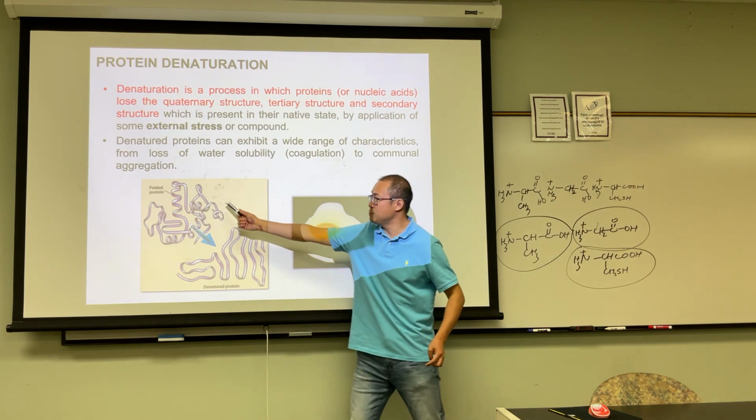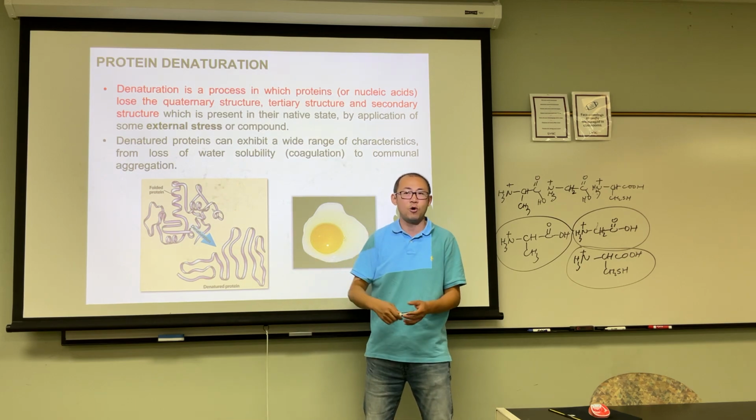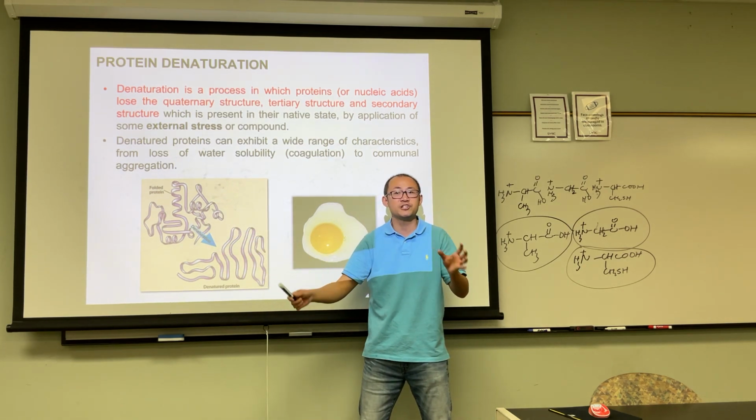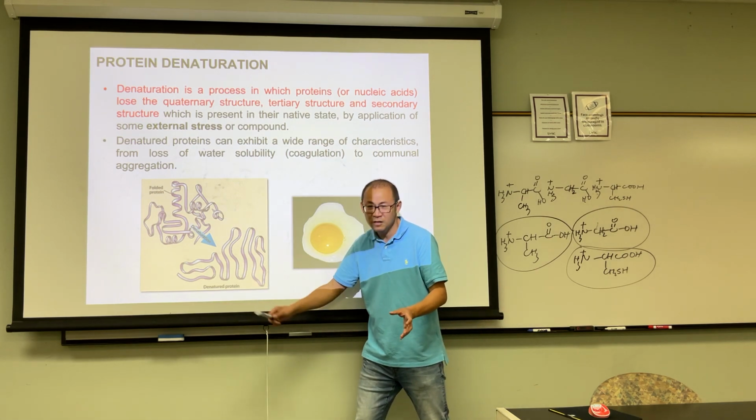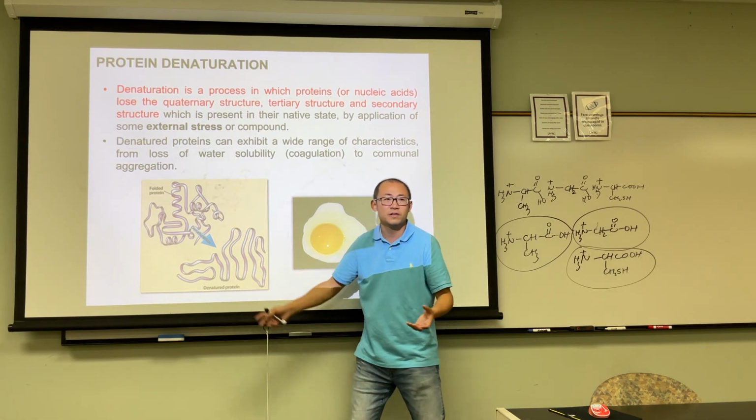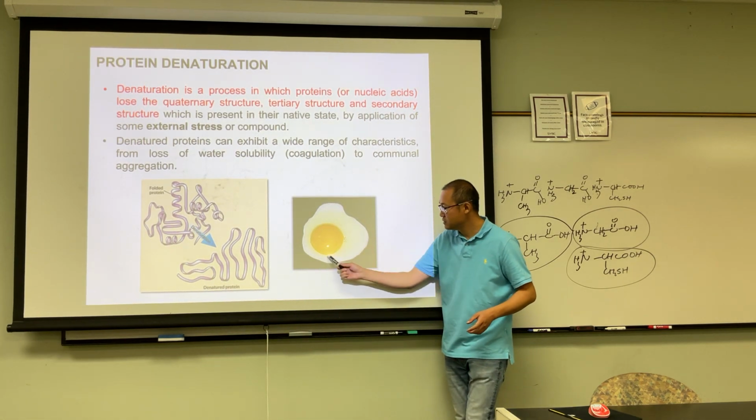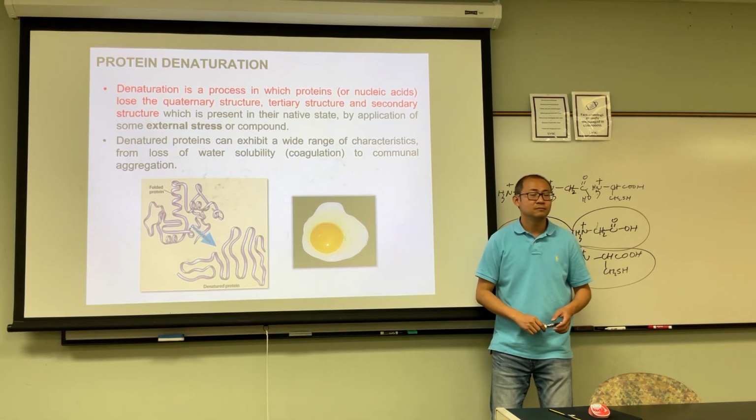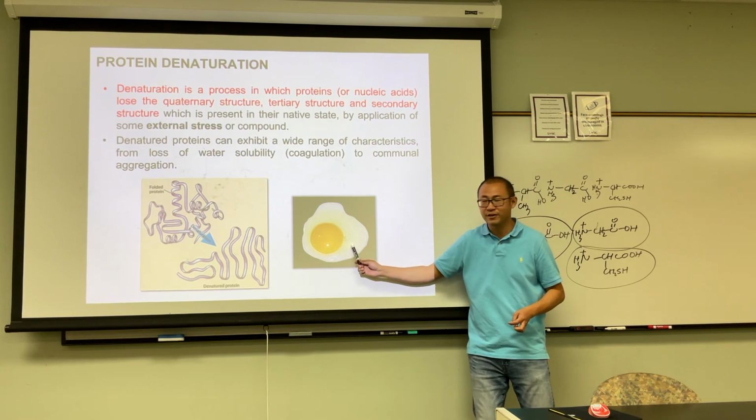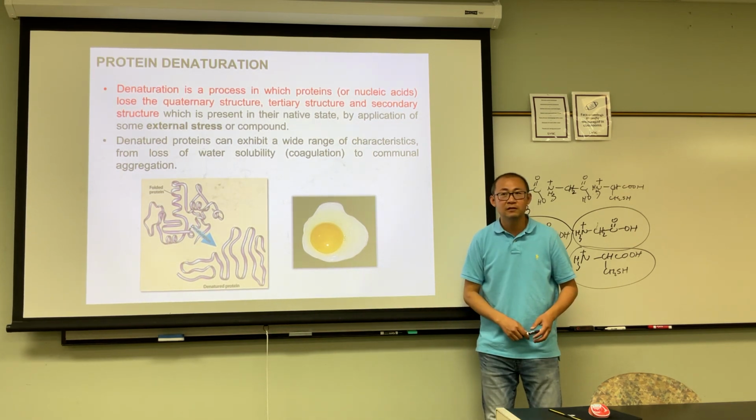Take a look at this. This is the protein, very beautifully folded, with secondary, tertiary, and quaternary structures. But after denature, all these secondary, tertiary structures are gone. You only have a coiled, tangled thread. And your protein will look like this. This is the sunny side up, right? Don't worry about the yolk. Your protein is like this. Aggregated solid. That's why we eat egg white.